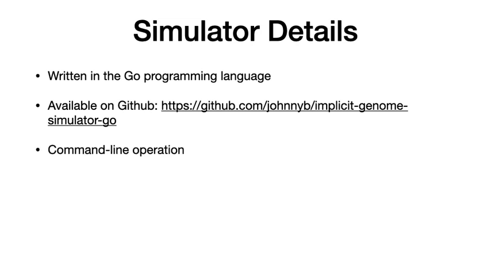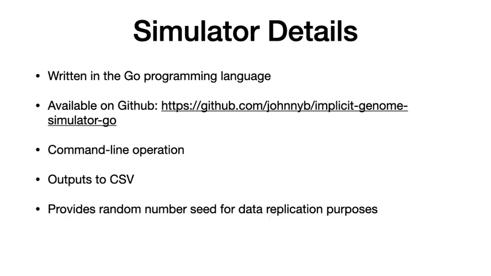It's command line operation and outputs to CSV. The other thing, which I haven't seen a lot in other scientific simulators, though I think they should be more prevalent, is that it actually provides you with the random number seed. So if you want to rerun an experiment to make sure you have reproducible data, you can specify the random number seed to use. Every time you run it, it'll output the random number seed, and you can re-input that to get the exact same results. So you can communicate that to other people.